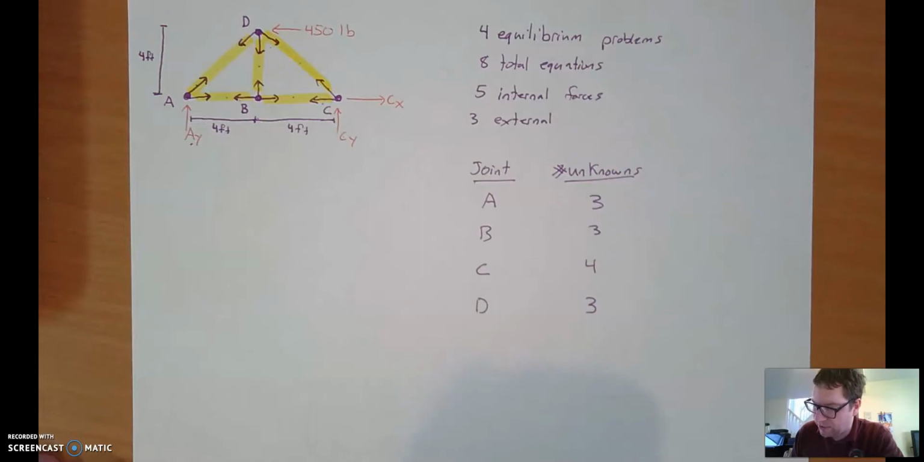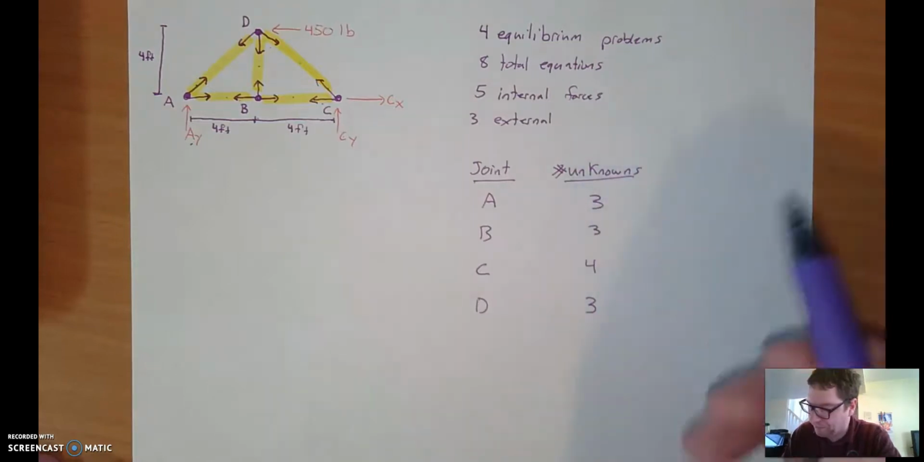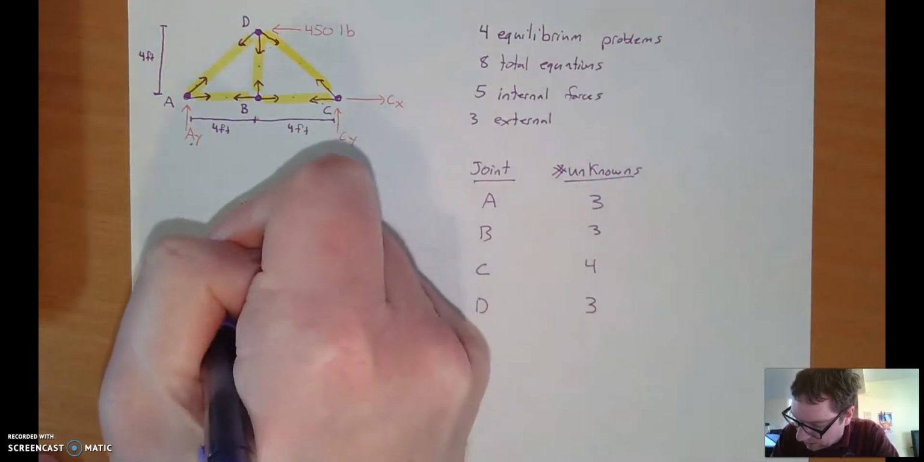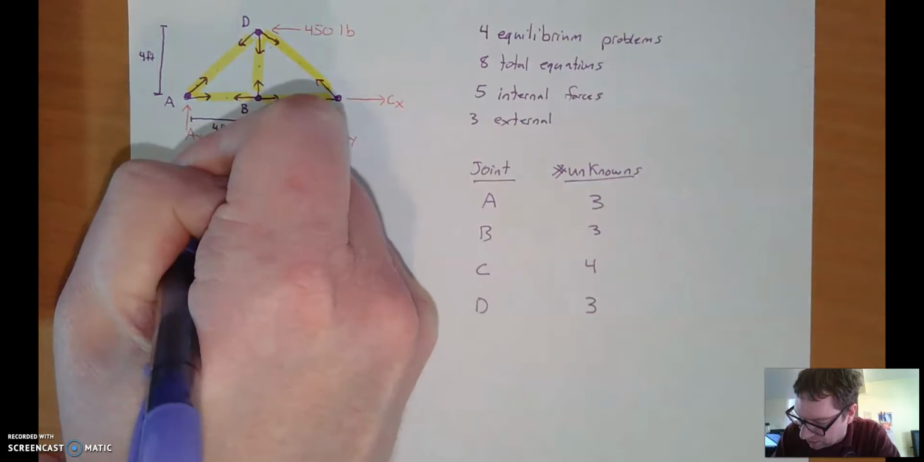So our strategy for right now, and in the next example I'll show you a different way to do this, is that we need to go find one of these external forces and try to get one of these joints down to 2 unknowns. So if I redraw this triangle, we're going to look at just the external forces.